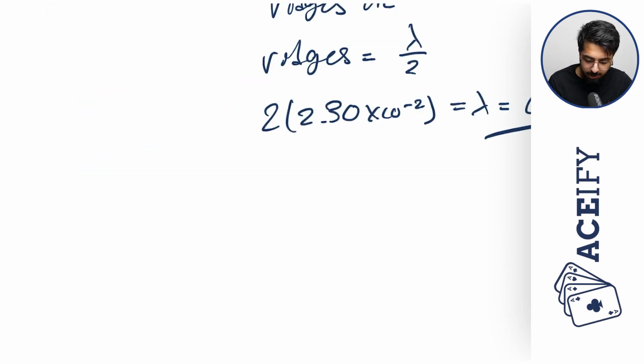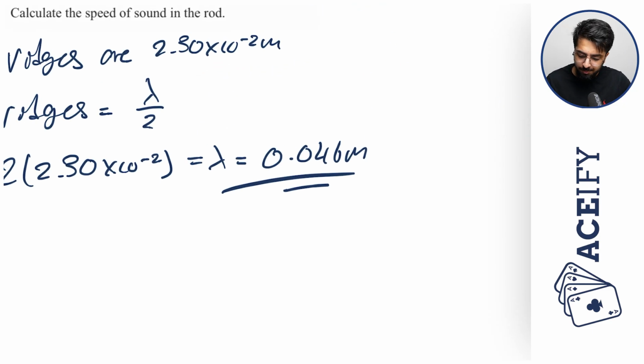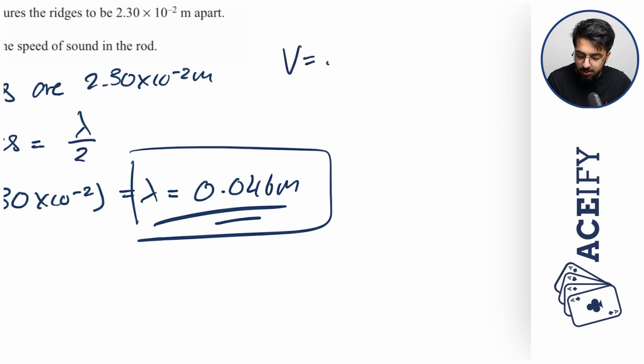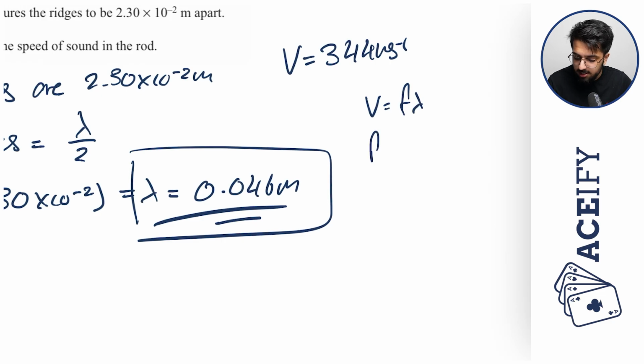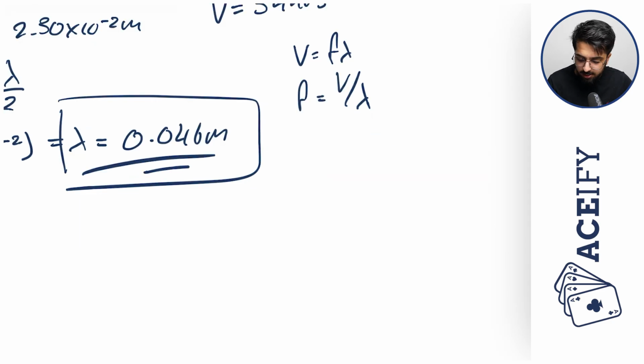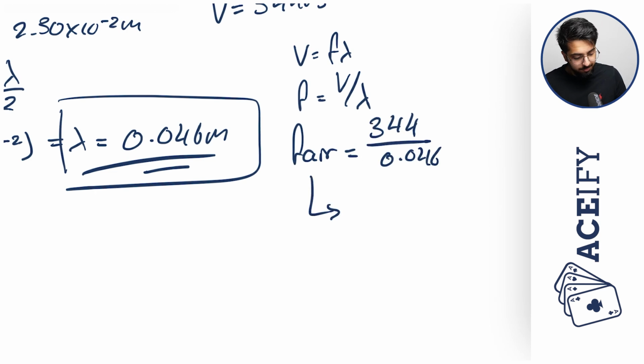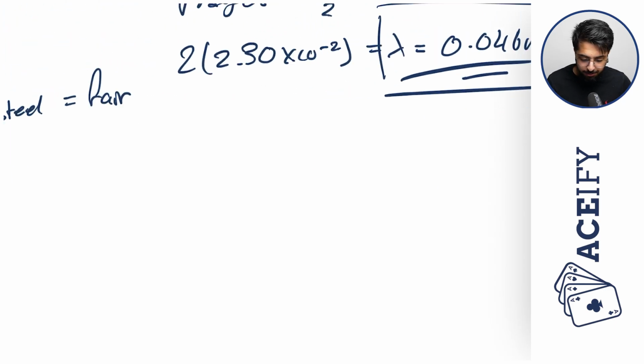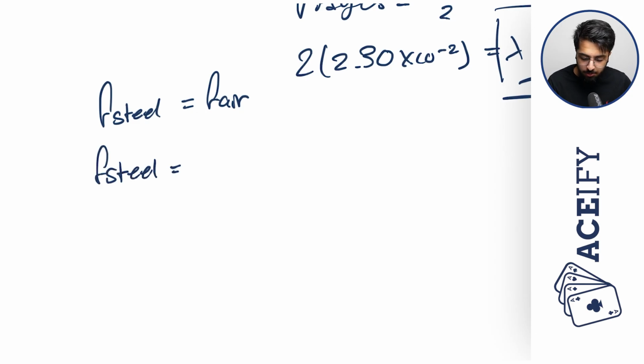Now, as we established, the frequency within our steel rod is equal to the frequency of air within the tube, okay? And so therefore, as this is the wavelength of air within the tube, and we know the velocity of a wave in air is 344 meters per second, we can use v is equal to f lambda, and therefore f is equal to v all over lambda, to find the frequency of air within the tube. And we get 344 all over 0.046, and this gives a frequency of 7,478.26 hertz, okay? And so therefore the frequency within our steel rod is also equal to 7,478.26 hertz.